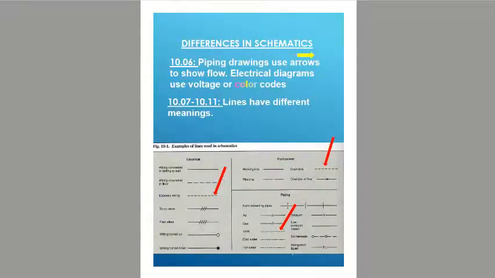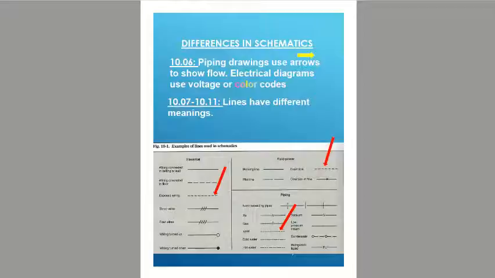10.06, we talk about the differences in the types of schematics. So 10.06, piping drawings use arrows to show flow. Electrical diagrams use voltage or color codes.